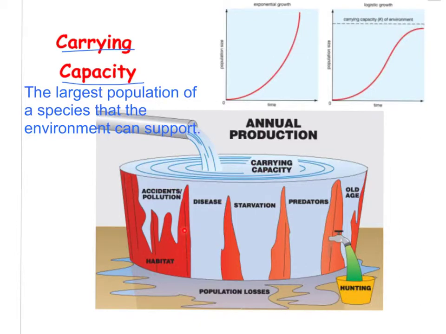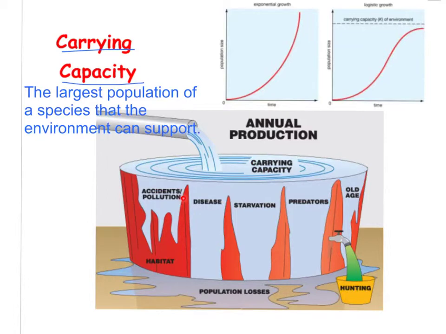Here would be habitat. If you have plenty of habitat, we can have more population growth, because habitat is one of those limiting factors. If you have more of it, you can then support more species of that population.